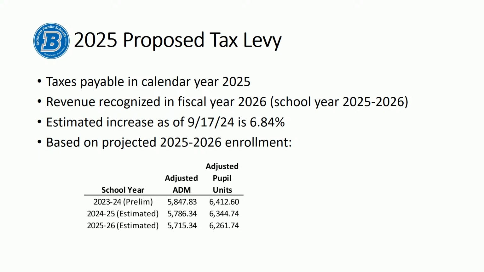What's the difference between the ADMs and the adjusted pupil units? So I know the ADMs are 1.2. Yep, that's the adjusted. So it takes us up a little over 10%. If you look at adjusted, that's how many days they were here, and then adjusted pupil units is multiplying it by that 1.2.